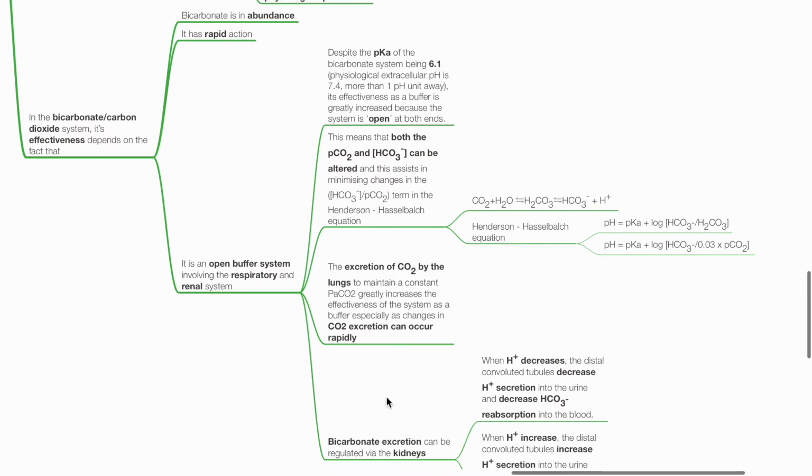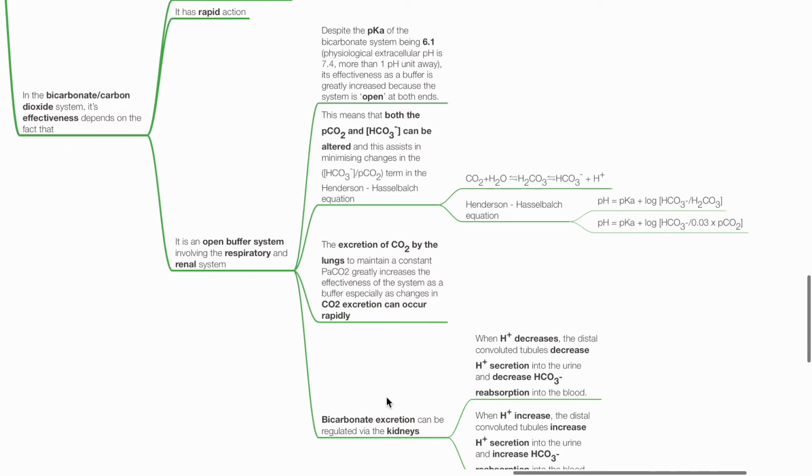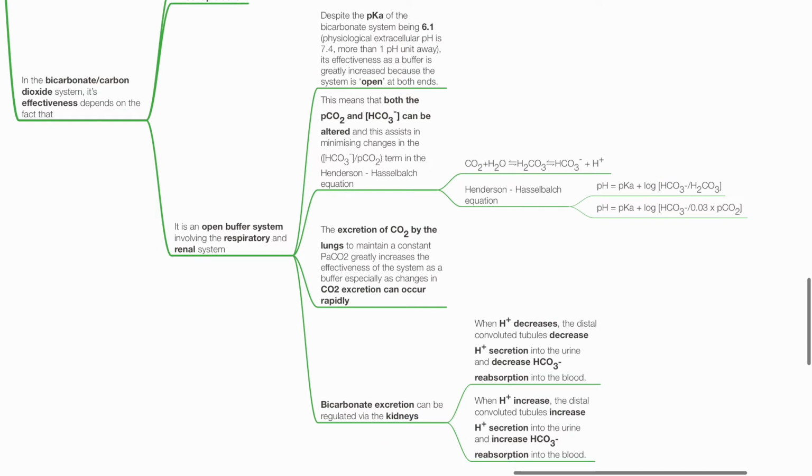Despite the pKa of the bicarbonate system being 6.1, its effectiveness as a buffer is greatly increased because the system is open at both ends. This means that both the PCO2 and bicarbonate ions can be altered, and this assists in minimizing changes in the bicarbonate to PCO2 ratio, termed in the Henderson-Hasselbalch equation. The excretion of CO2 by the lungs to maintain a constant PaCO2 greatly increases the effectiveness of the system as a buffer, especially as changes in CO2 excretion can occur rapidly.